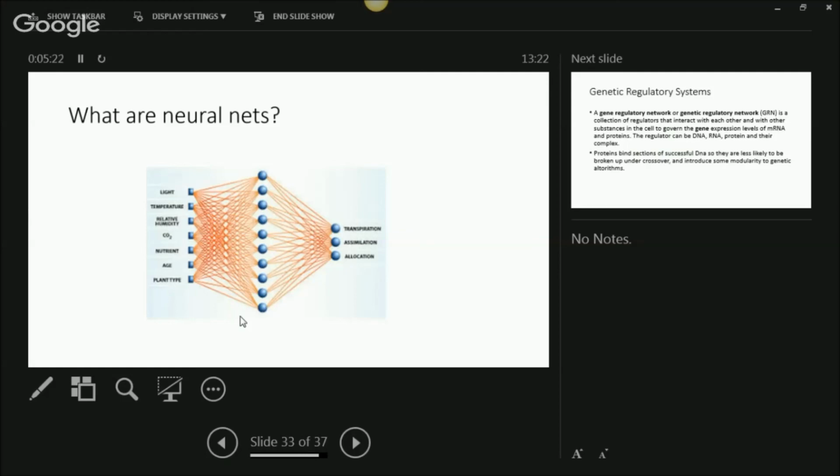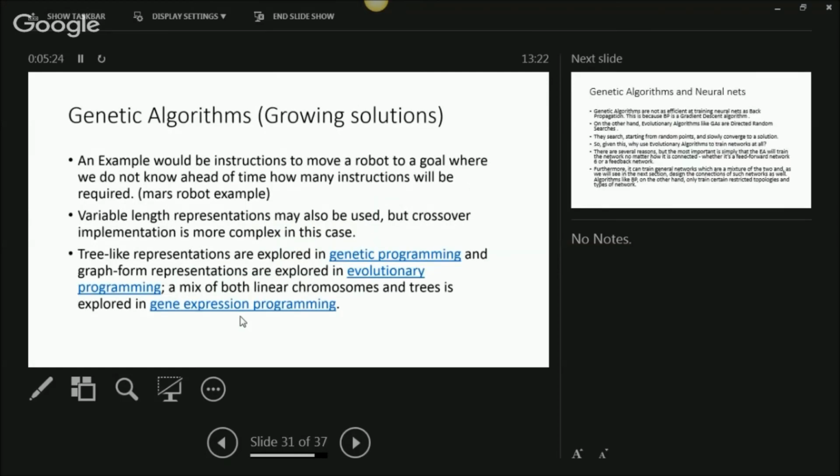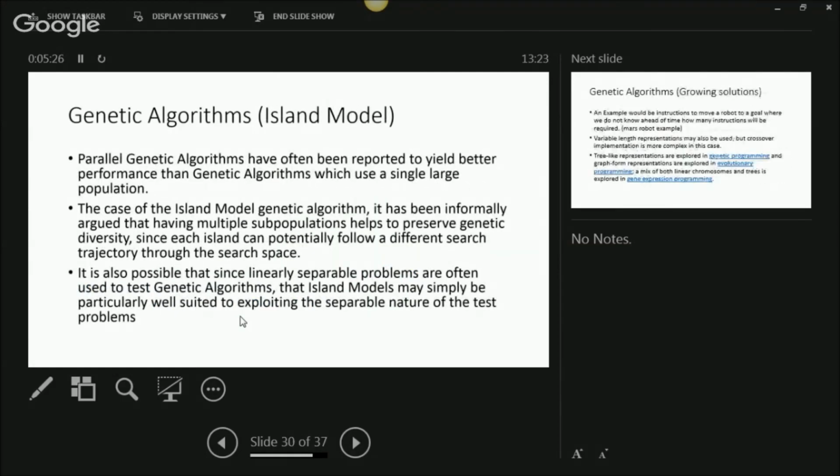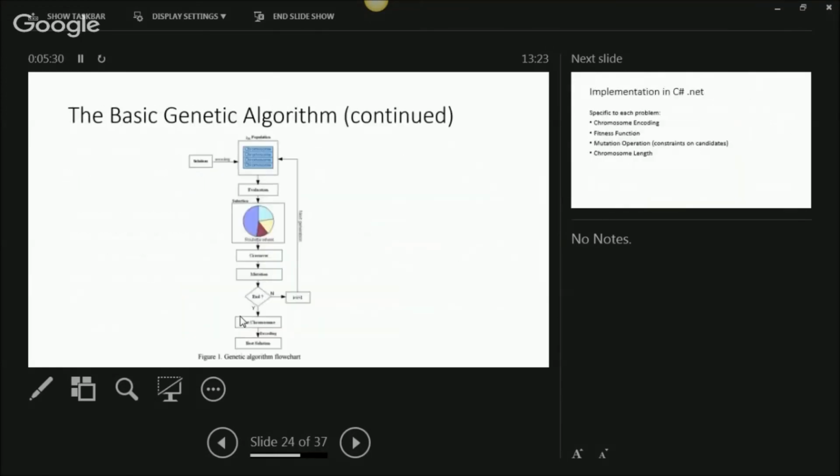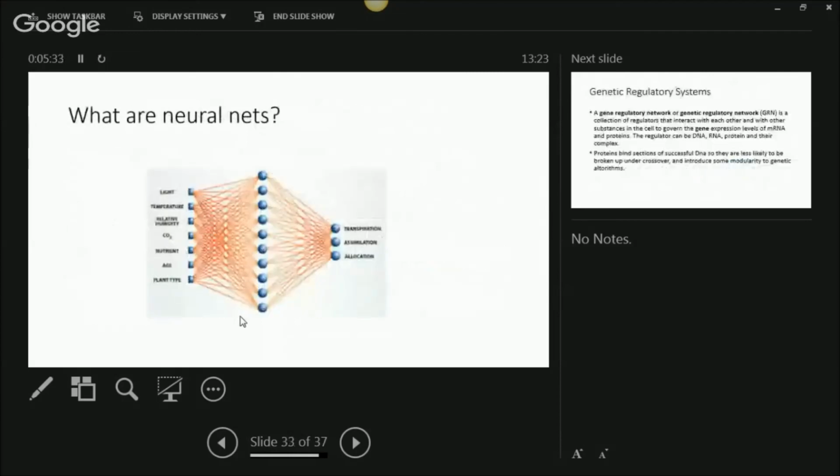So yes, you can start in a local optimum. Local optima are always a bit of a problem. But yes, you'd hope that if you set your mutation high enough and your crossover to a certain level, you'd be able to get past those peaks or troughs.